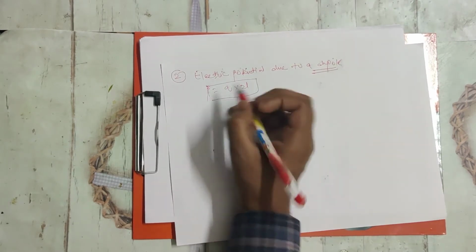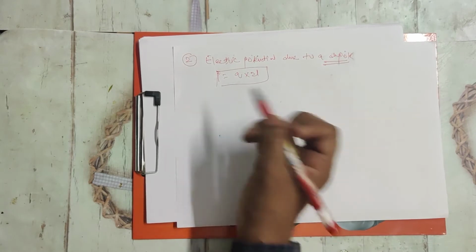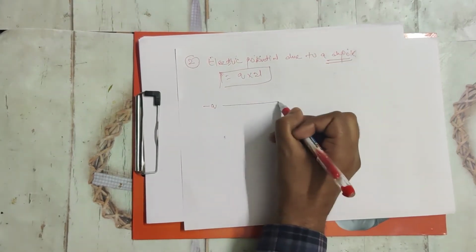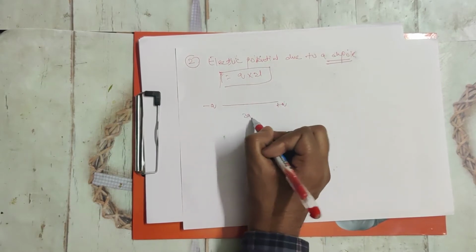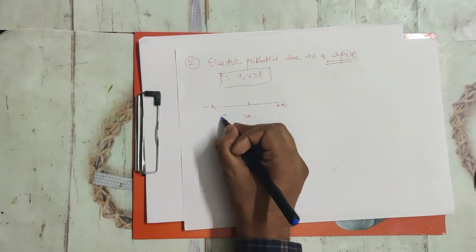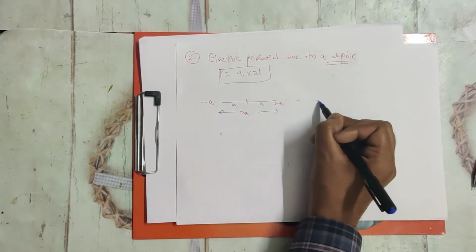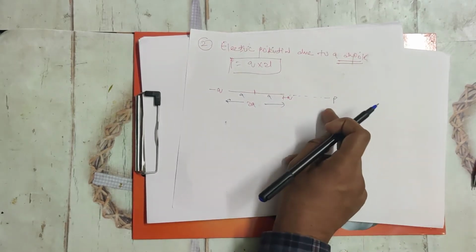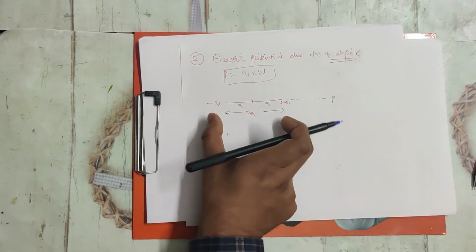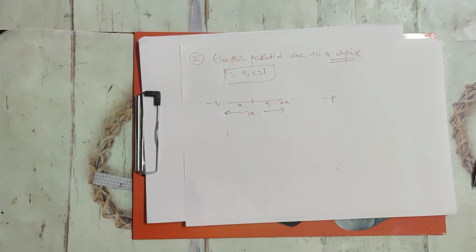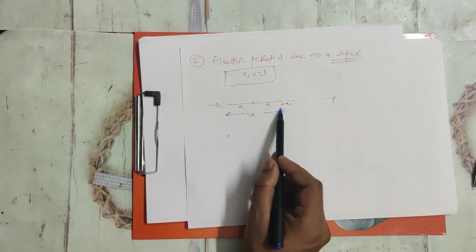This is your electric dipole, and it always acts in a pair. For example, I have taken these two charges, minus q here and plus q here, and the total distance is 2a, this is a and this is a. At any point P I want to calculate the electric potential due to this dipole, that is due to these point charges minus q and plus q.